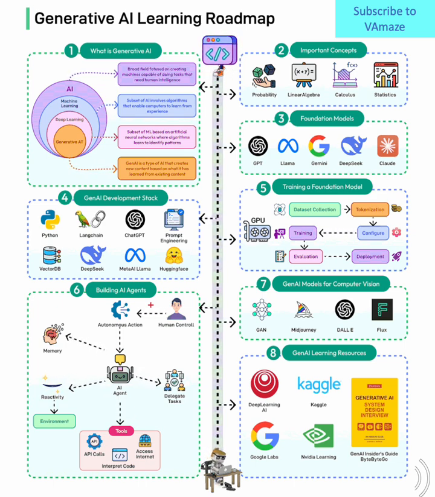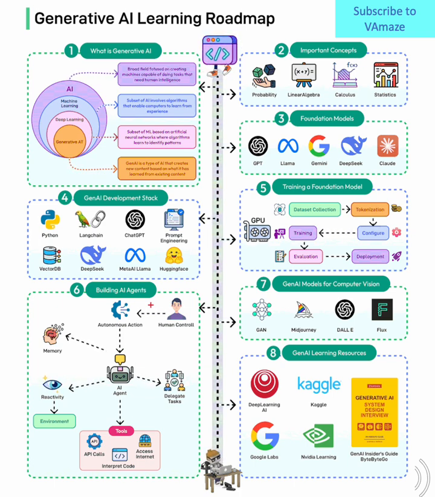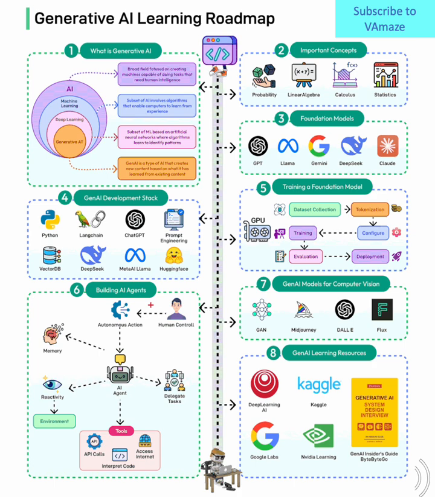Once you've built up that theoretical base, you can begin exploring foundation models, pre-trained neural networks designed to handle large-scale generative tasks. Examples include GPT, one of the earliest transformer-based language models, Llama, Gemini, DeepSeek, and Claude. Each of these models has been trained on massive text or code datasets, and can be fine-tuned or adapted for downstream applications, from chatbots to text synthesis to code generation.